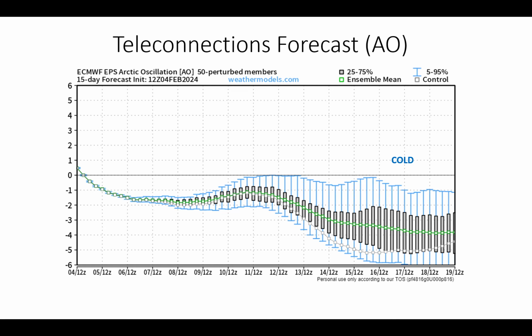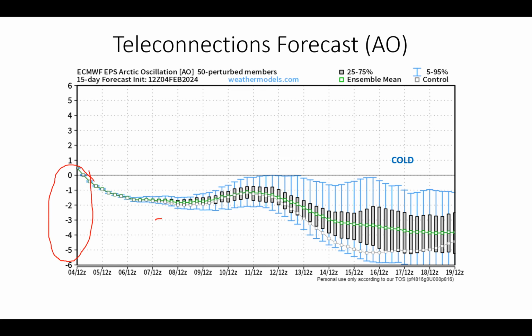All right, so all these teleconnections forecasts are from the European EPS, 50 perturbed members. So we have 50 different members of this ensemble forecasting system. Whenever you see this green line, that's the average of all the forecast ensemble members. Whenever this green line dips, look on the left here. See how these are negative values?